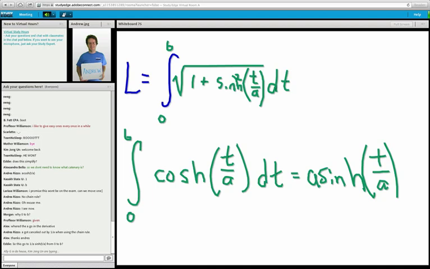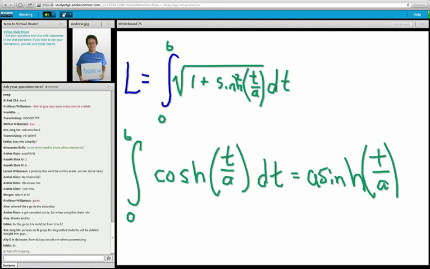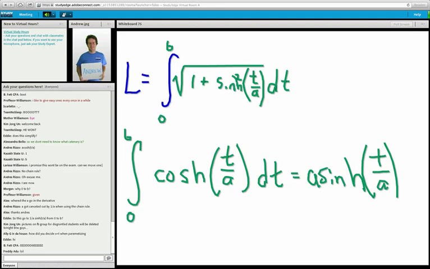So does this go to 1 over a, not 1 over a, it goes to a times sine of, Eddie Gomez? Eddie, what's up, man? Welcome to the room. Hi, Eddie.